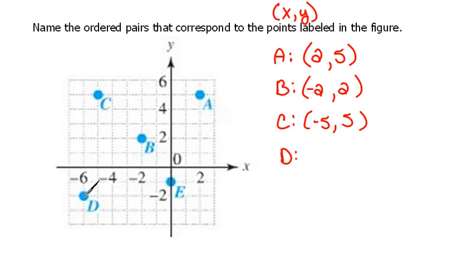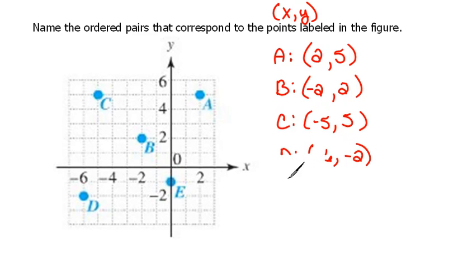Let's try point D. Remember again we're starting at the origin. We're going to go in the negative x direction 6 units, so negative 6, and then we're going to go down, or in the negative y direction, 2 units. So that literally says in the x direction we go negative 6, and in the y direction negative 2.